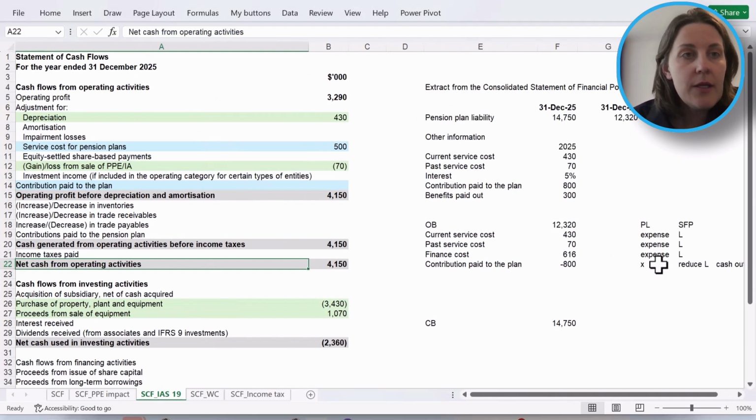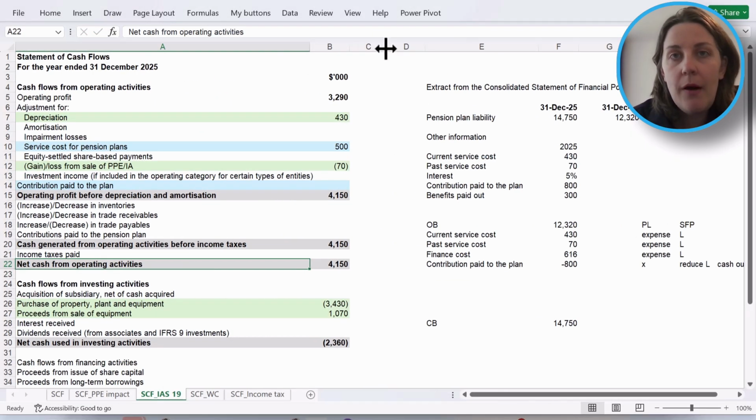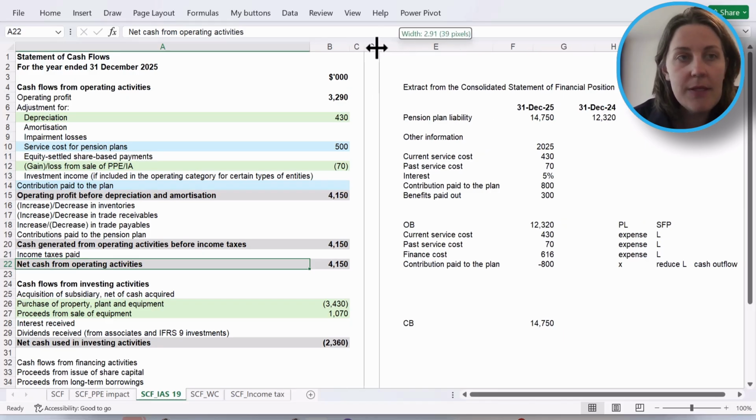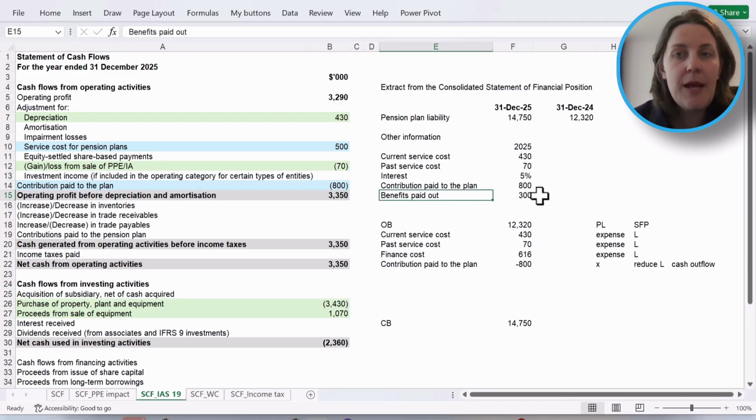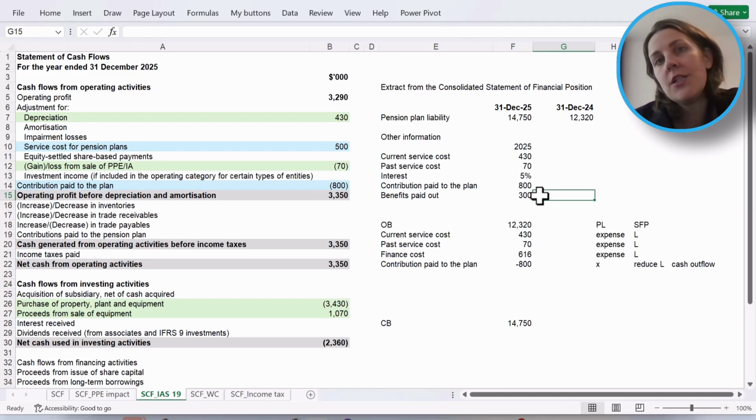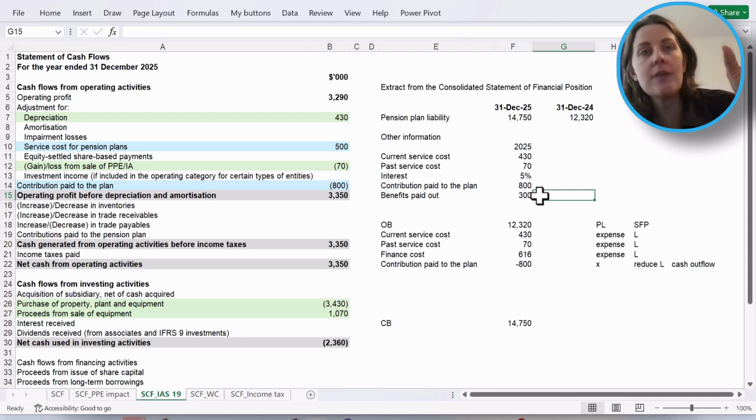So we are going to go to the operating part of our cash flow statement and we're going to record contributions paid to the plan with the minus sign, because that was an outflow. Then we have benefits paid out. This has nothing to do with the company at all, because this is the settlement between the pension plan and the employees. So it doesn't go anywhere in the statement of financial position, in P&L or cash flow statement, because this is not our problem.